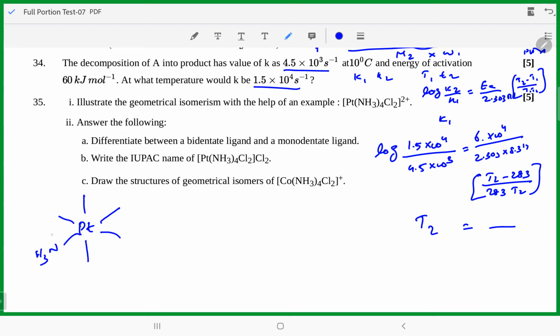Sir, what is the answer for the previous question? What, ma? The previous question answer. That you calculate. So when you are substituting, T2 would be around 24 degree centigrade. Okay. No, sir. Okay, got it. Yeah. What happened? No, sir, nothing. Never mind.